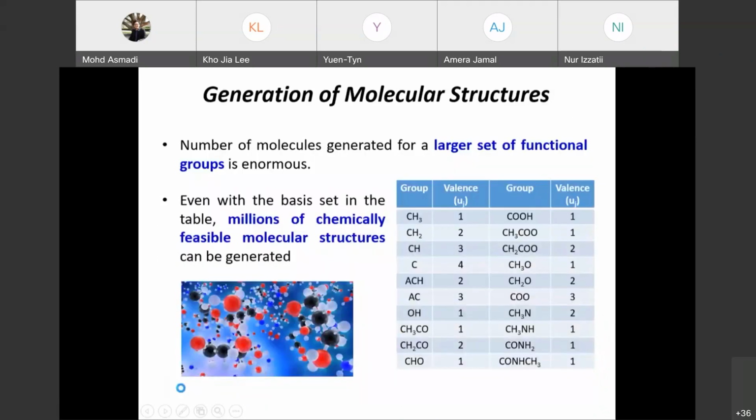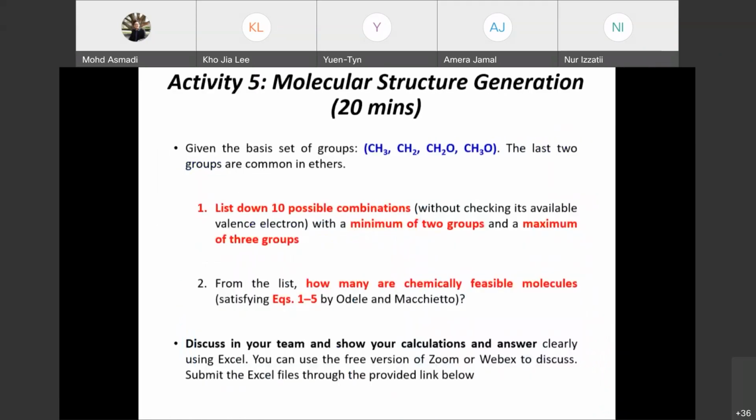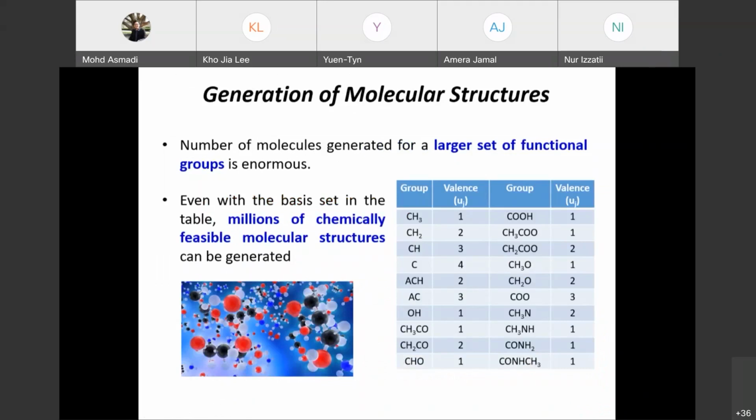Okay. So I would like to summarize that for generation of molecule structure, actually we can generate a larger set of the functional groups, right? Even millions of chemically feasible molecule structures, for example this one, with the number of valence. But we can reduce, actually we can screen based on all the rules, depending on what you want to generate. And since you will learn the ICAS software also, we can do screening, so we have no problem. Okay. So that's all for the molecule structure.